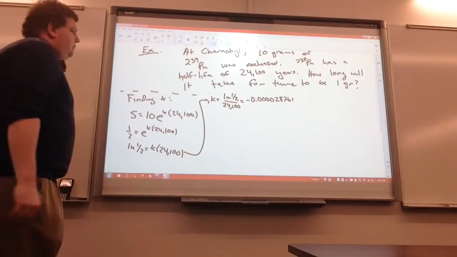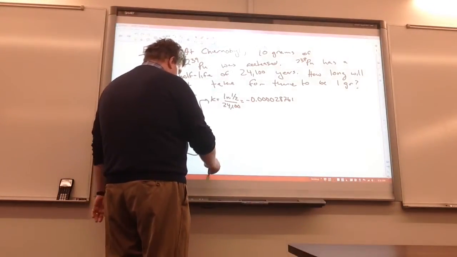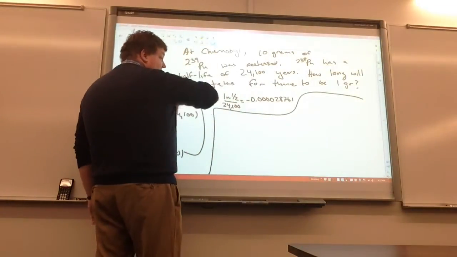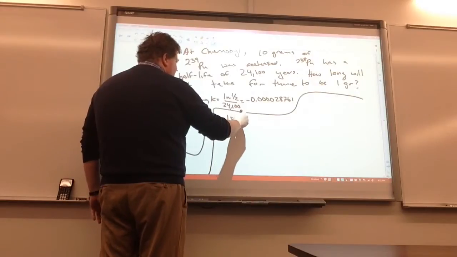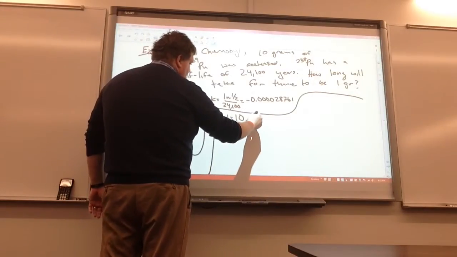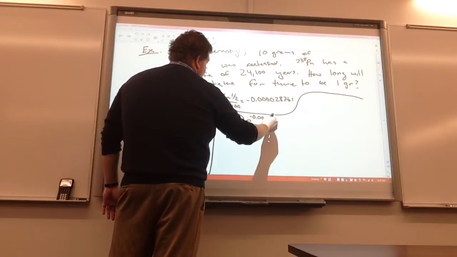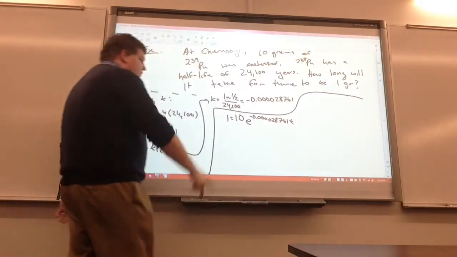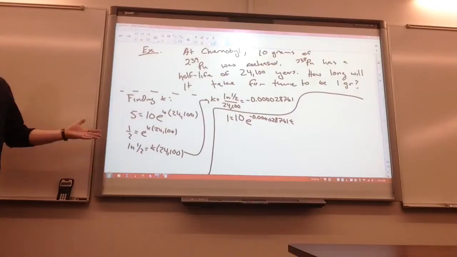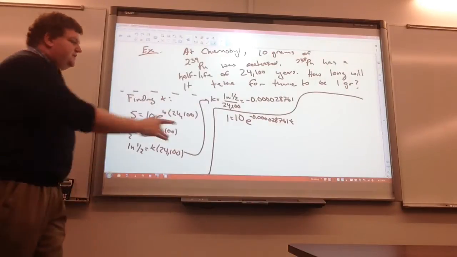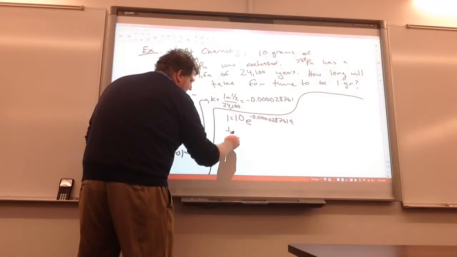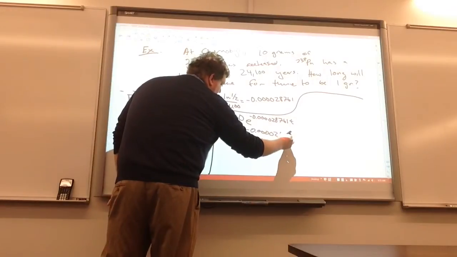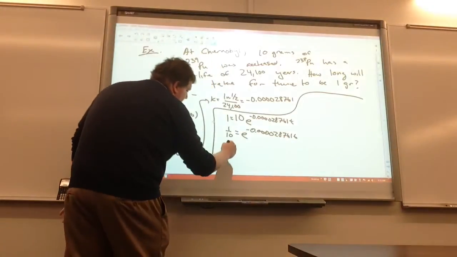Okay, so let's find the actual length of time it takes. To find the time with 1 gram, we set up the equation the same way. 1 is going to be equal to 10 times e to the negative 0.000028761 times t. So we're going to solve for t. We do the same thing we did before, except instead of solving for k, we're solving for t. Move the 10 over, so 1/10 is equal to e to the negative 0.000028761t. Take the natural log of both sides.